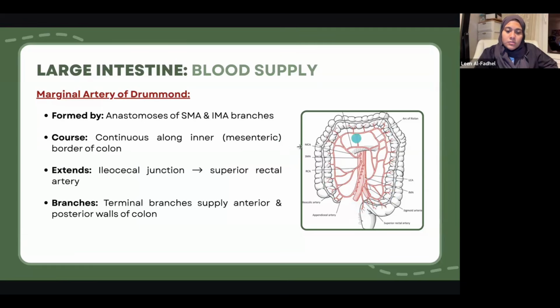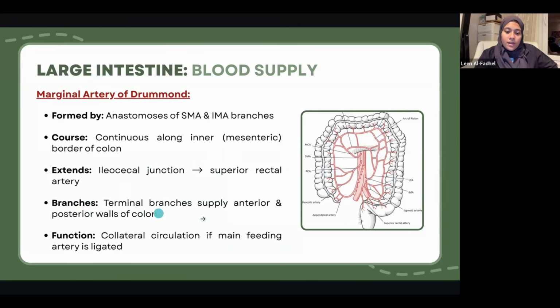And it has some terminal branches which supply the anterior and the posterior walls of the colon. And lastly, its function is collateral circulation if the main feeding artery is ligated. So let's say you had to ligate an important artery that was supplying all of this. At least now you have some small arteries still supplying the colon.